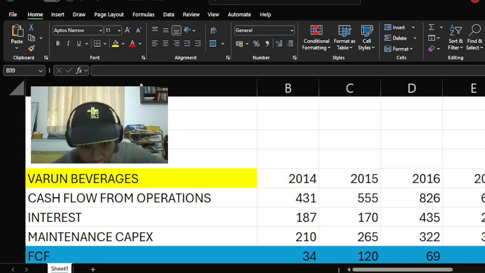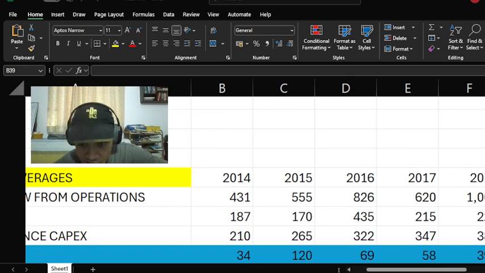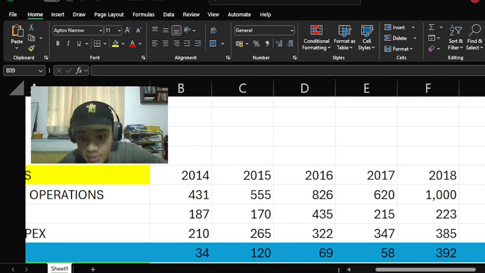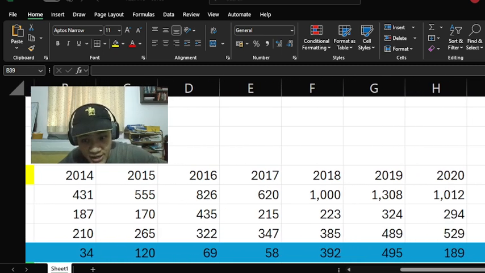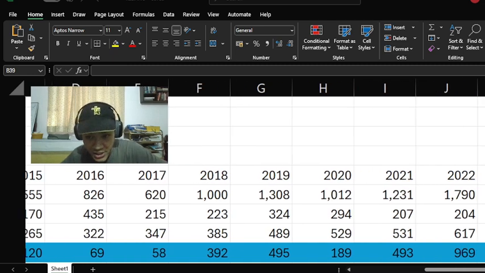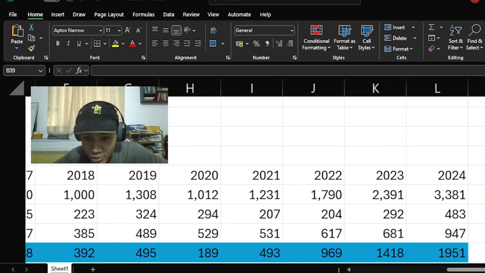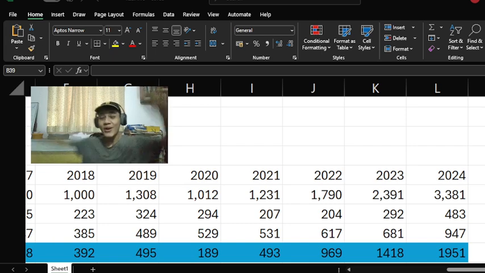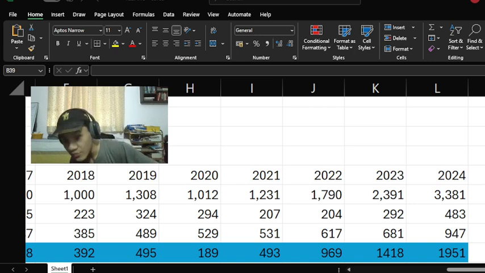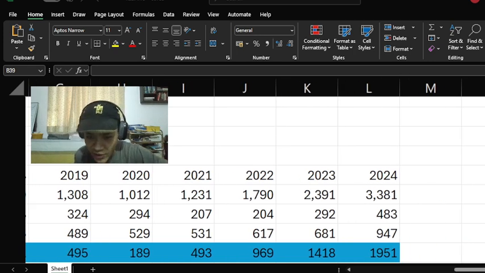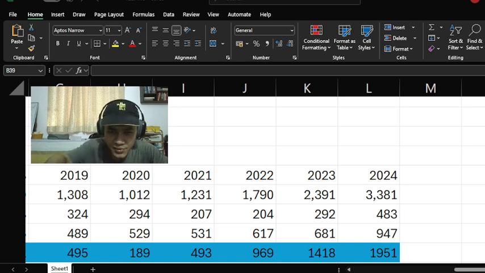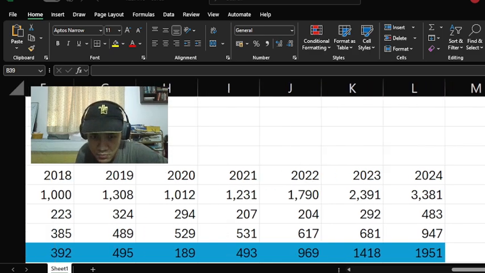2014, 34 crores in free cash flow. 2016, 69 crores. 2018, massive jump, 392 crores. 2019, 495 crores. Big drop down in 2020. Resurgence in 2021. 2022, 969 crores. 2023, 1,400 crores. 2024, 1,951 crores. That was the latest data I could find. I think they have a different calculating time period for their financials. That's why only till 2024, 1,900 crores.